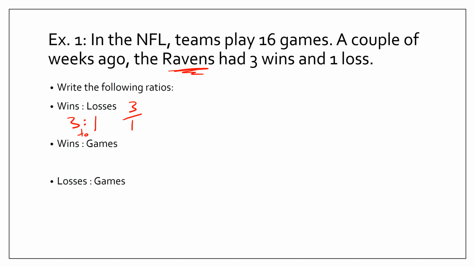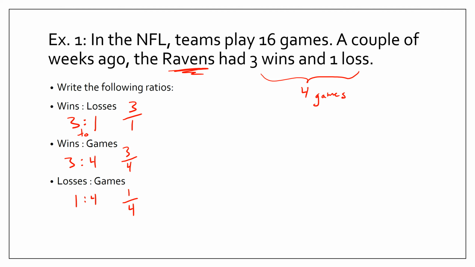Let's talk about wins to games. So I know they had 3 wins. And how many games have they played total here? Well, obviously it's 4 games total. So the ratio of wins to games is 3 to 4. And again, I could also write that as 3 over 4, a fraction. And then the ratio of losses to games would be 1 to 4. So I could also write that as 1 over 4.